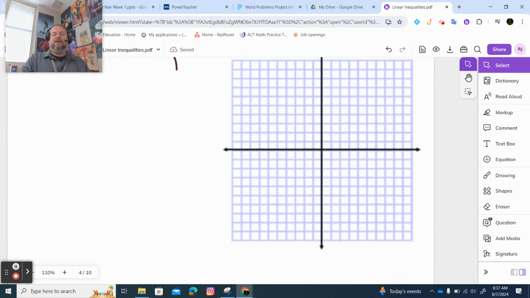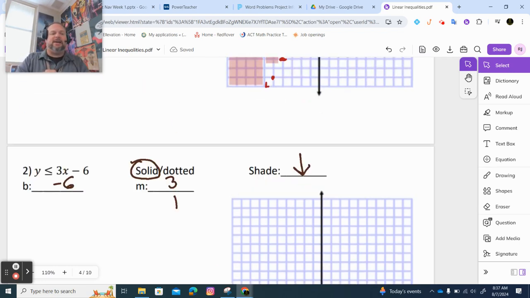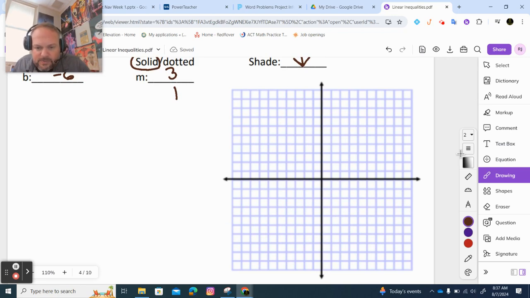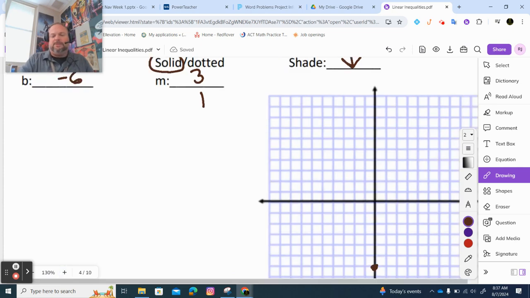Wow. All right. So we got to go to negative 6. So this is 1, 2, 3, 4, 5, 6. I don't know why I zoomed in on my own face like that instead of using this, but, you know.